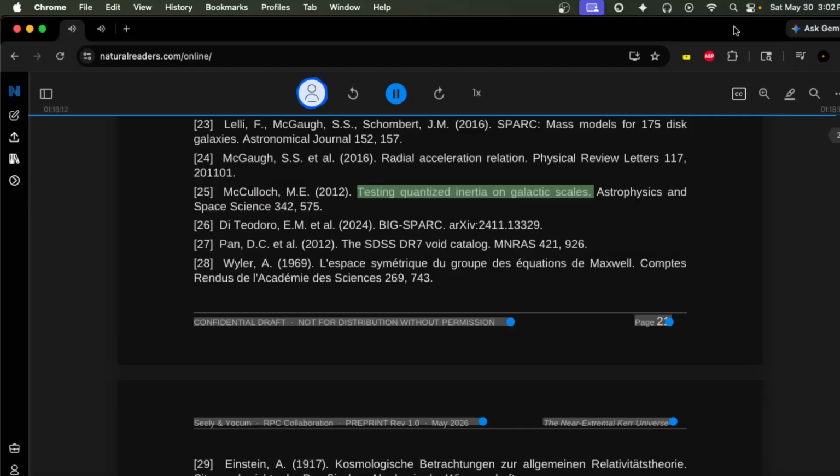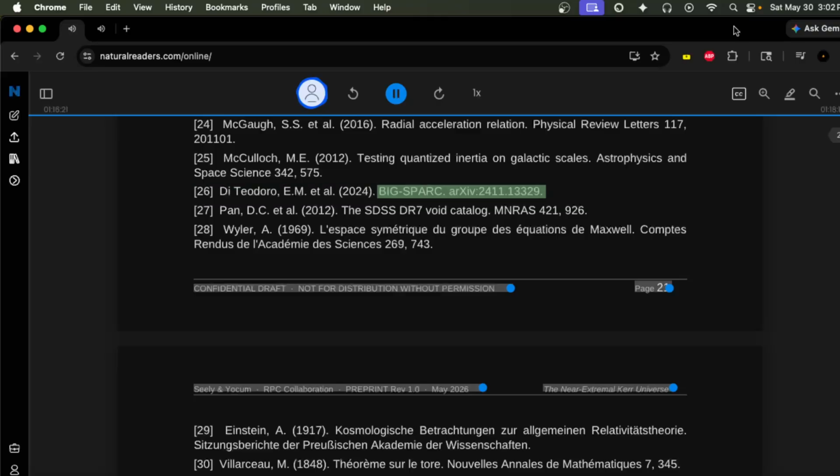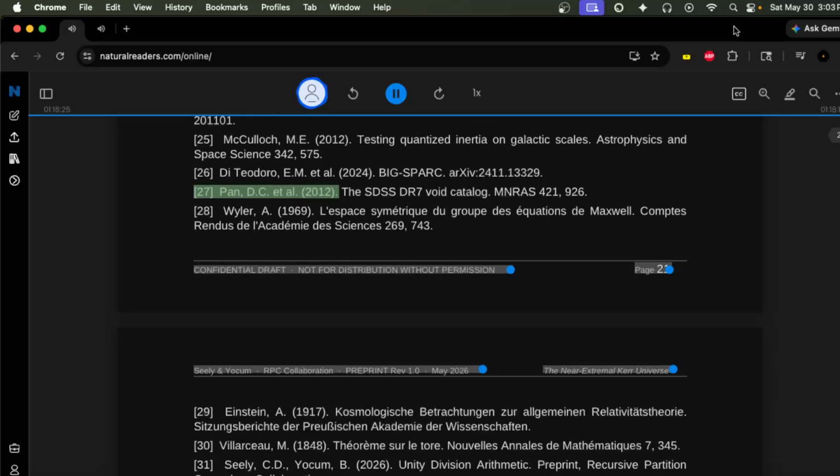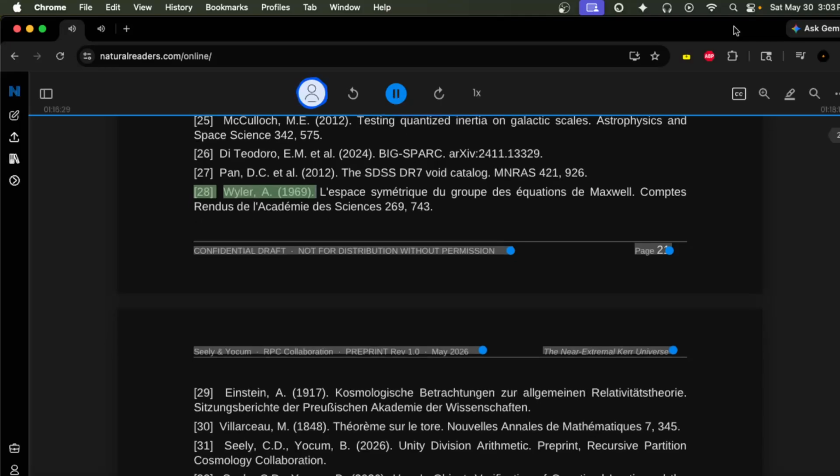McCulloch, M.E. Testing Quantized Inertia on Galactic Scales. Astrophysics and Space Science 342, 575. Di Teodoro, E.M. et al. BIG-SPARC, Archive 2411.13329. Pan, D.C. et al. The SDSS-DR7 Void Catalog. MNRAS 421, 926. Weiler, A. L'espace symétrique du groupe des équations de Maxwell. Comptes rendus de l'Académie des Sciences 269, 743.